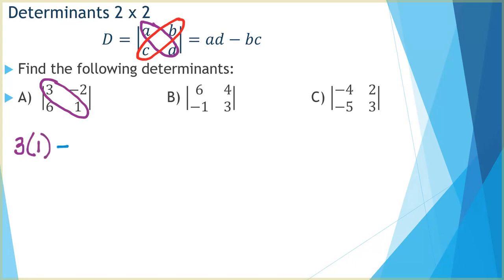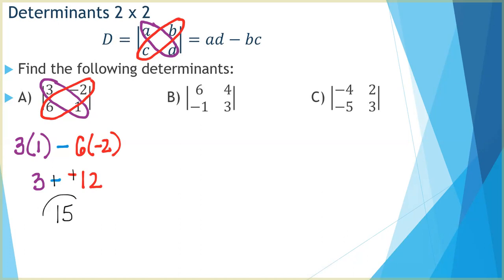And then I need to subtract from that the product of 6 times -2. So 3 times 1 is 3 minus 6 times -2, which is -12. So that becomes a positive when you subtract the negative. So you would get 15. That's your determinant. And we'll talk about how to use the determinant to solve a system momentarily, but the first thing you need to know is how to find the determinant. So let's do matrix B together.